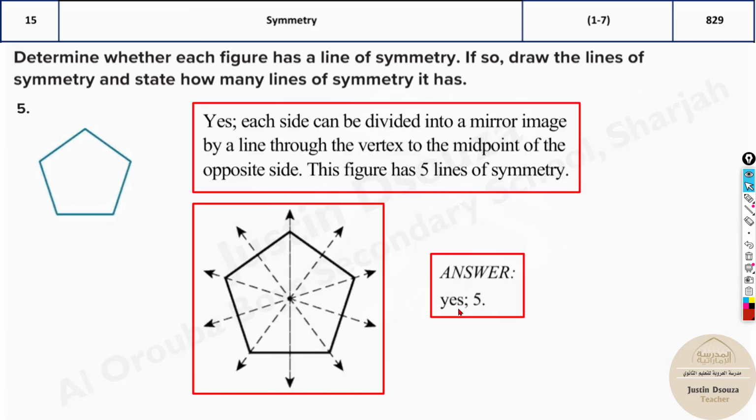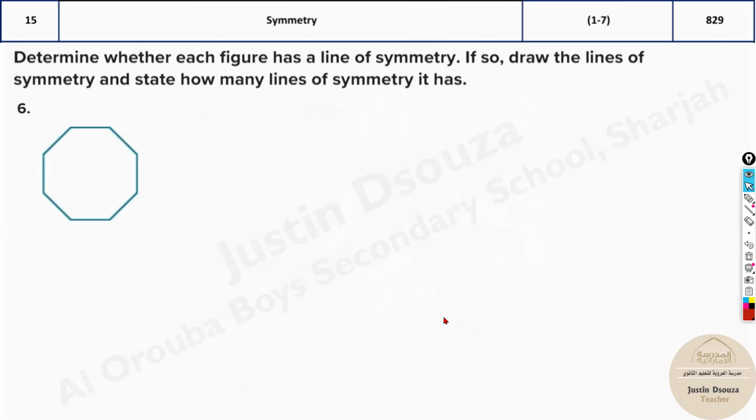So 5 lines of symmetry, because from each vertex you can draw one. This is the answer. Now don't think, okay, there are 10 over here. No, it's 1 line, and 2 ends are there. 1, 2, 3, 4, 5. Now what about this?